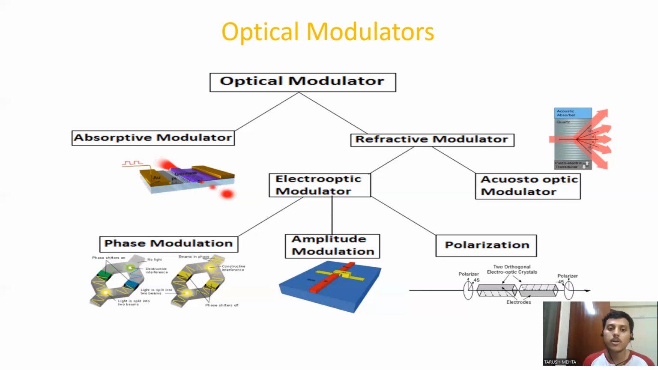One is the absorptive modulator, working on the phenomenon of absorption, and the other one is the refractive modulator. The refractive modulators are further classified into two types: electro-optic modulator and acousto-optic modulator. The electro-optic modulators can either perform phase modulation, amplitude modulation, or polarization change. And the acousto-optic modulators use sound waves for performing the modulation.